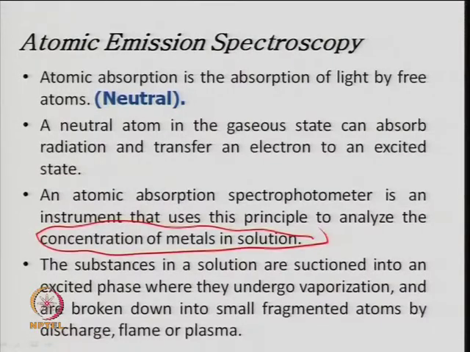This is known as AAS, the atomic absorption spectrometer. The substances in a solution are drawn into an excitation phase, where they undergo vaporization and are broken down into small fragmented atoms by discharge, flame or plasma. So, there can be a flame, a flame detector, a flame ionization method. There can be a plasma method, which requires very high temperature. So, depending upon the type, you can determine the absorption.